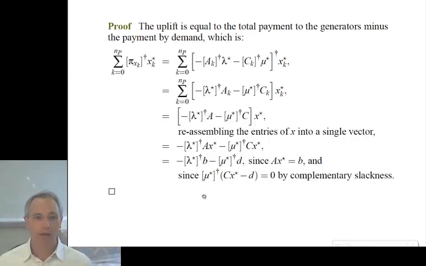And collecting that together, we observe that because the equality constraint requires AX star to be equal to B, and because the inequality constraint requires CX star to be less than or equal to D, we can observe that minus lambda star transpose AX star will be equal to minus lambda star transpose B, and furthermore, mu star transpose CX star will be equal to mu star transpose D by complementary slackness. Remember that by complementary slackness, mu star transpose CX star minus D is equal to 0.